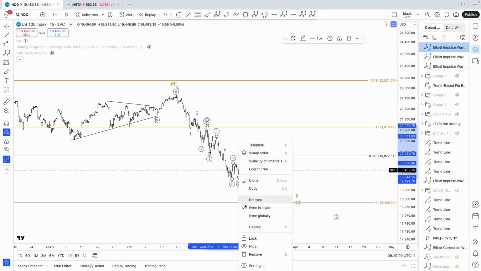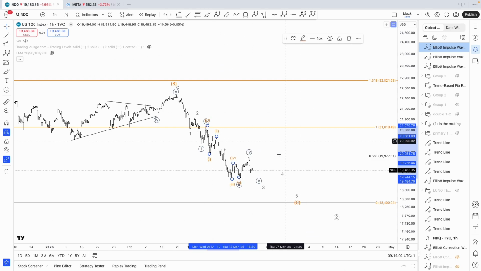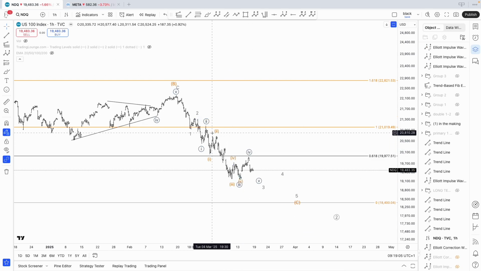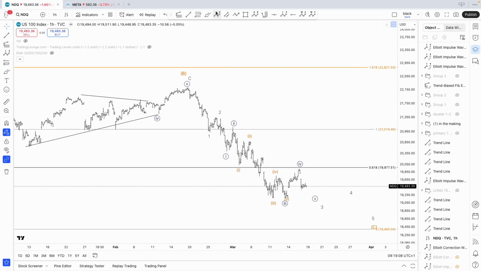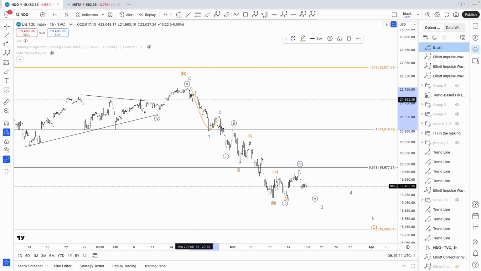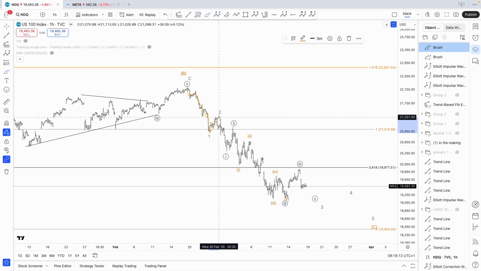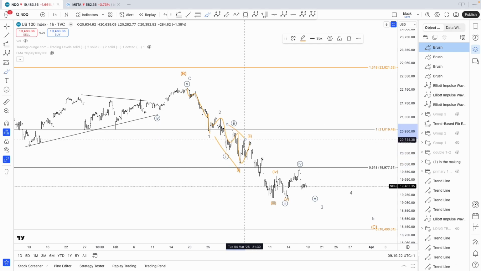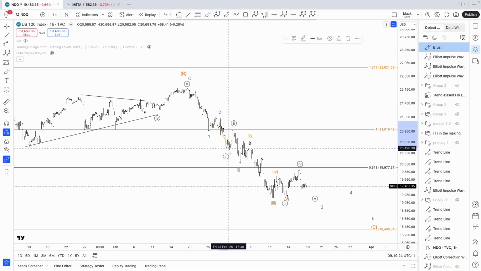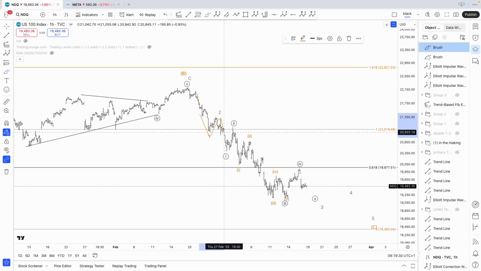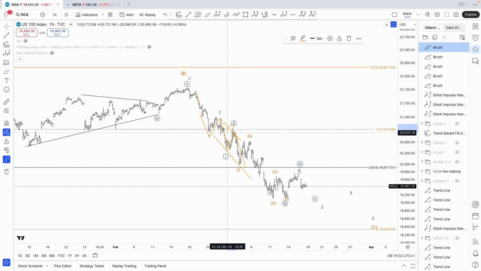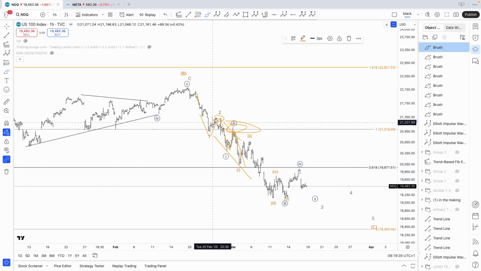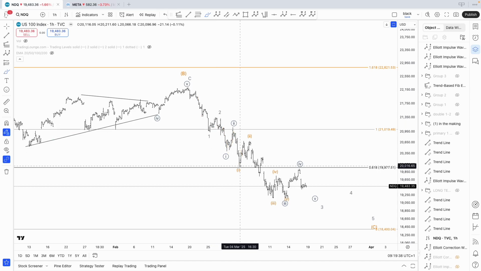So let me just label it and then I'll talk you through it. 1, 2, 1, 2, 1, 2. Why do I think so? Well, you can't really count 1. So here I can count 5. 1, 2, 3, 4, 5. Why not 1, 2, 3, 4, 5 overall? You may think a leading diagonal, but if it's a contracting leading diagonal, wave 4 must be shorter than 2. And this is clearly longer, so that's a rule violation. So 1, 2, 1, 2, 1, 2.